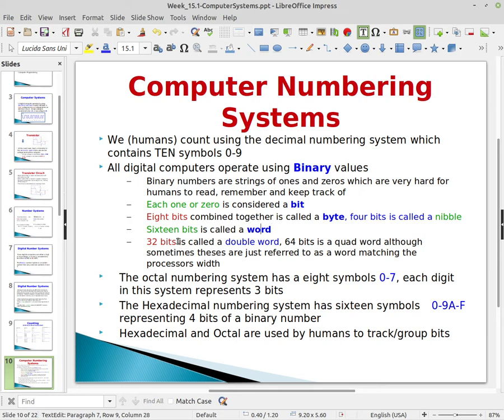But as we got up to 32-bit computers, and of course now, your typical desktop or laptop computer is actually a 64-bit computer. As they went to 32 bits, they started calling those double words because 16 bits was a word. And then when we went to 64 bits, sometimes they call that a quad word, meaning that there's 4 words in it. There's 8 bytes in 64 bits, or 4 words, which is why they called it a quad word.